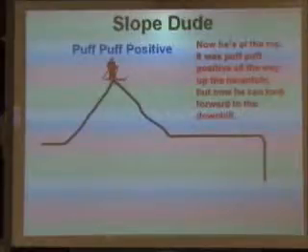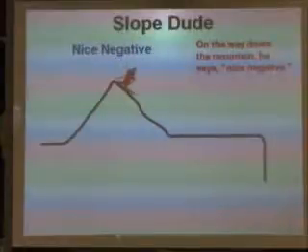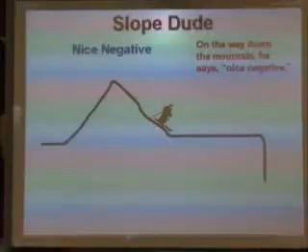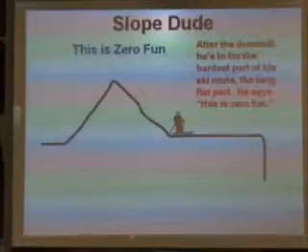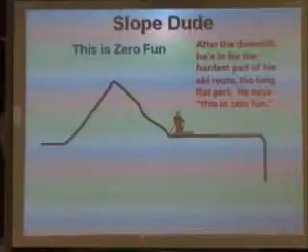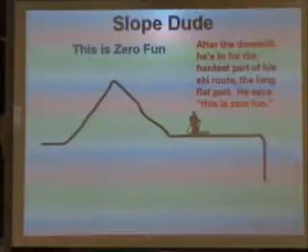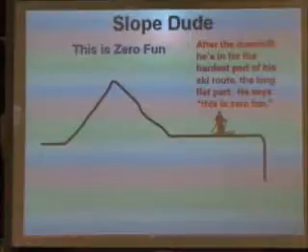But now he can look forward to the downhill. On the way down the mountain, he says, nice, negative. Nice, negative. And now, after the downhill, he's in for the hardest part of the ski run, the long, flat part. He says, this is zero fun. This is zero fun.